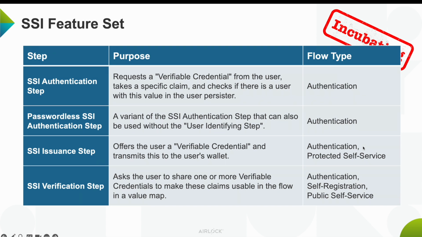The issuance step can be used either during authentication, where you directly issue a credential during the authentication, or you can provide a protected self-service. You can connect the protected self-service to a button on your website somewhere, and the flow will start and issue a credential. Verification, you can do that during authentication, but also in self-registration. So you can set up a flow where you're actually extracting information from a credential and use it to populate a newly registered user, or you can use it in a public self-service as a verification step, for example, in a password reset or in a self-unlock flow.